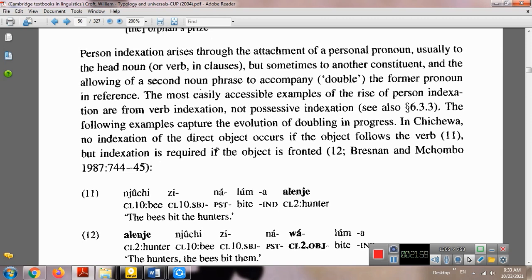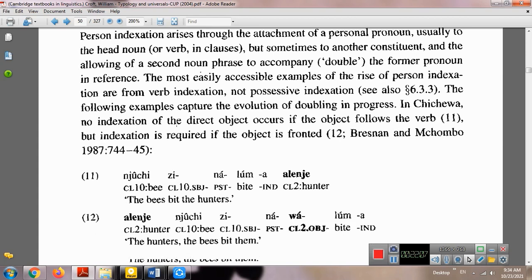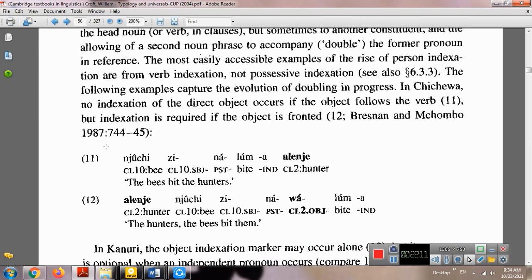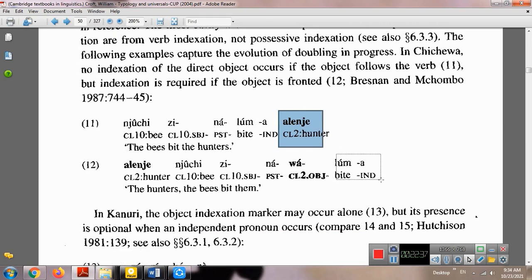In Chichewa, no indexation of the direct object occurs if the object follows the verb, like in 11. Because the direct object here, hunter, follows the verb, bite, we don't have indexation, because in this language no indexation occurs when the direct object follows the verb. But indexation is required if the object is fronted before the verb, like here. Here we have the verb, but here we have indexation between the hunter and the marker. Here they are co-indexed because the object comes before the verb.